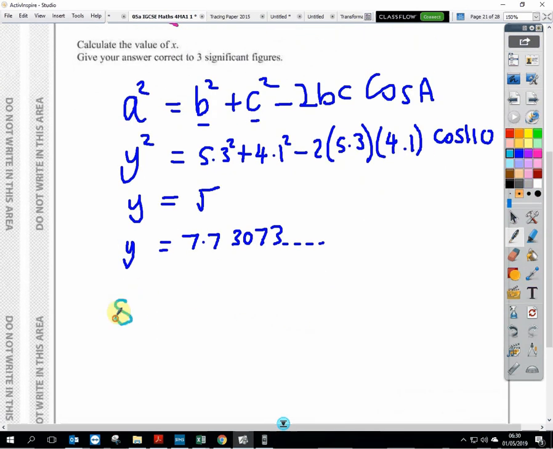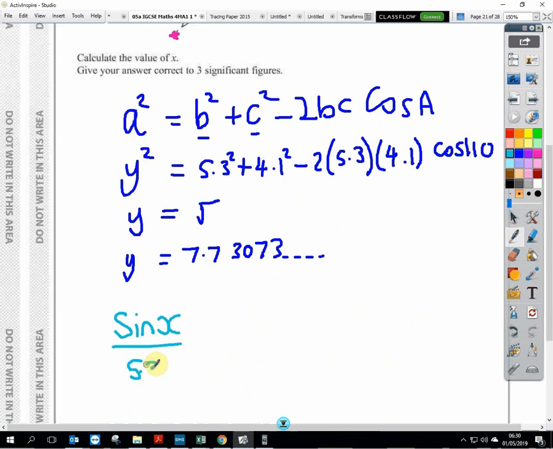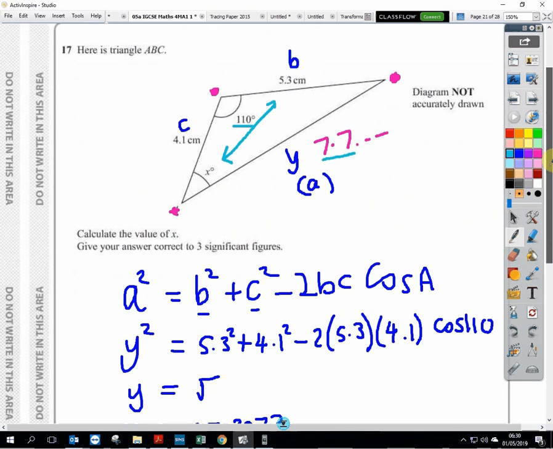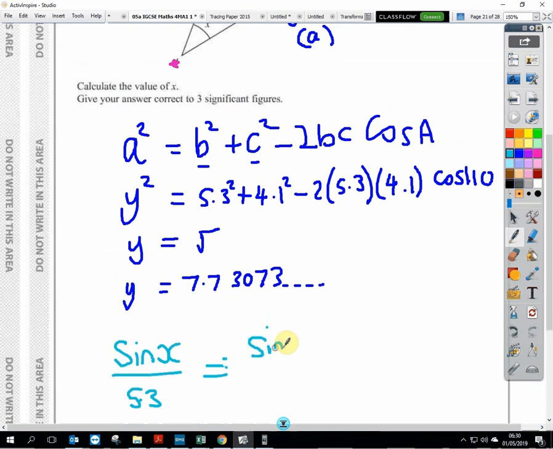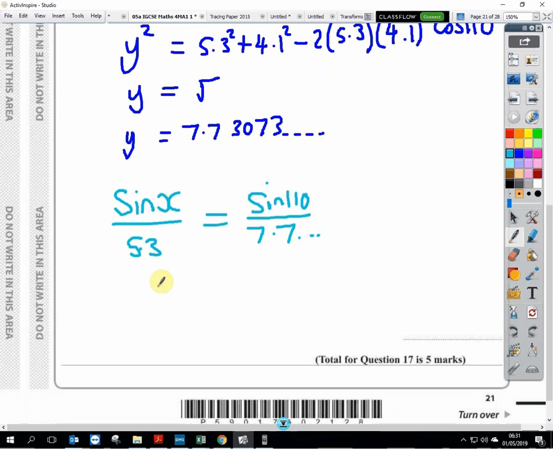So we're going to do that. You pick an angle, so like X, we write sine X over the side which is opposite to that, which is 5.3, and that's equal to sine 110 degrees over the side which is opposite to that, which is 7.7. Okay, full calculated display, of course. A little bit of rearranging now. What we'll do is we'll times both sides by 5.3. Okay, and this is equal to sine x.